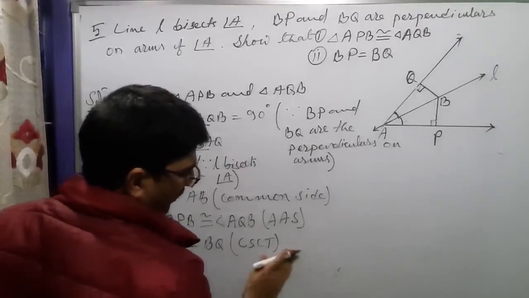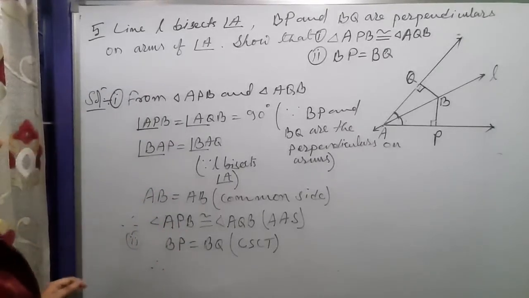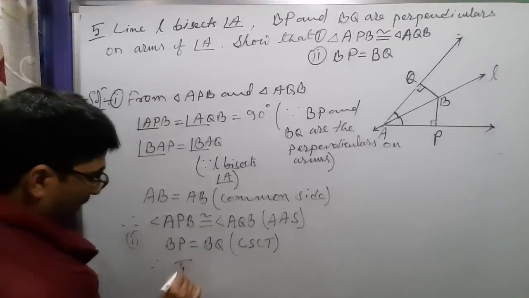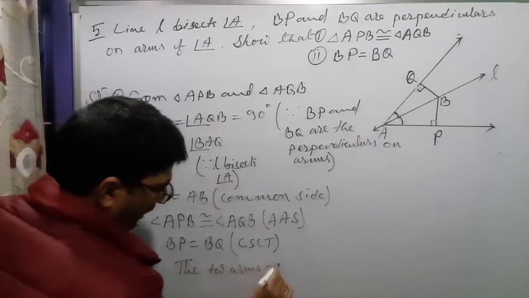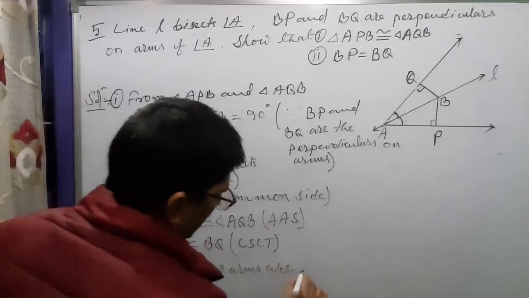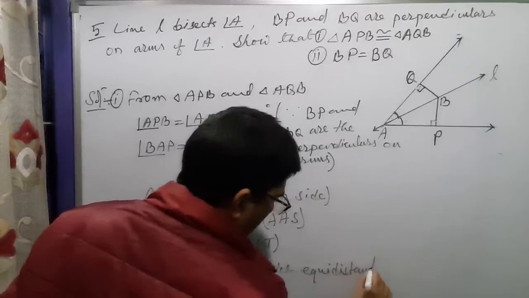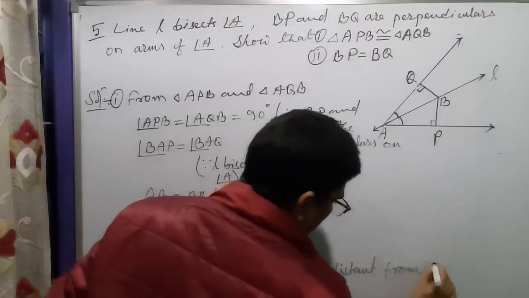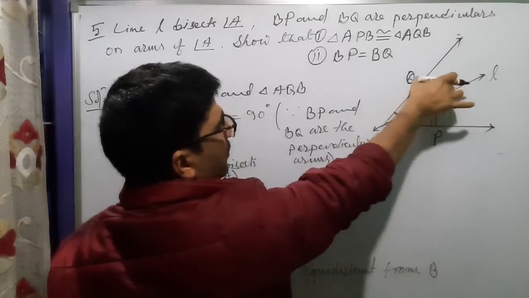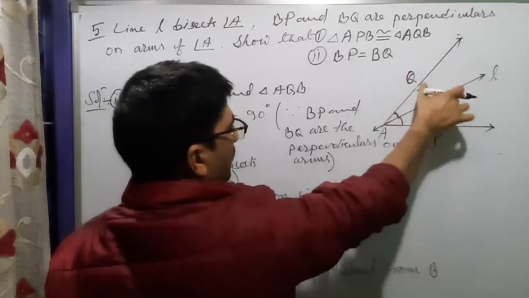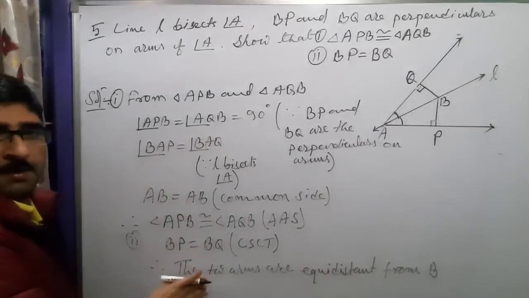Okay, now one more thing we can write here. And therefore the two arms are equidistant from B. Equidistant from B means if BQ and BP are equal, then the distance from B to this arm and the distance from B to this arm are equal. That means these two arms are equidistant from B. That one we have written according to this.